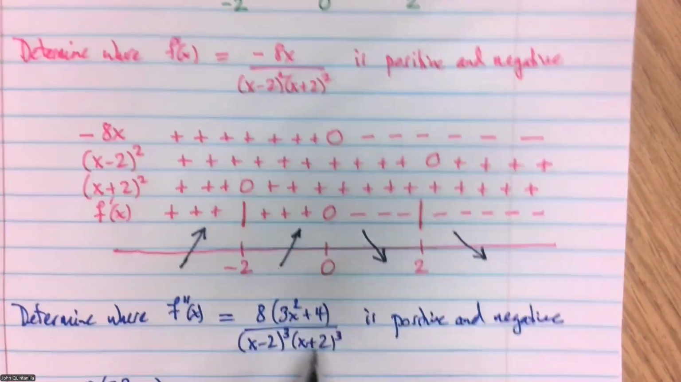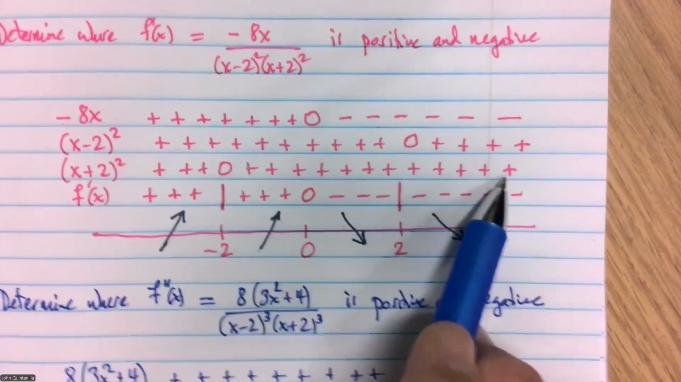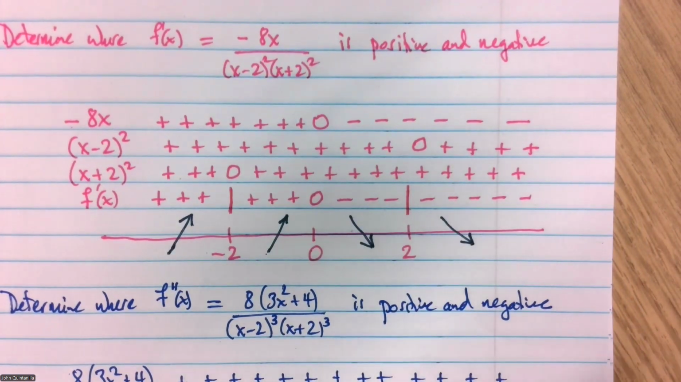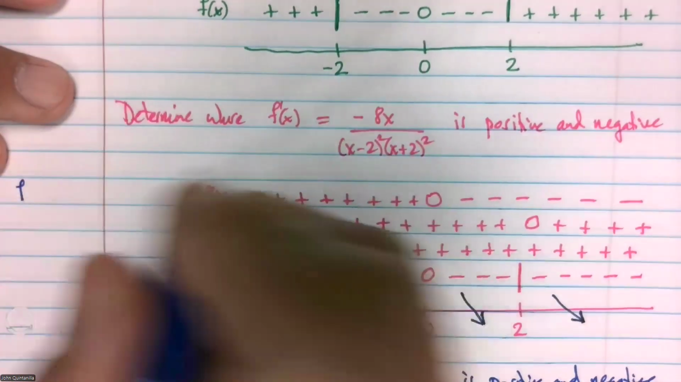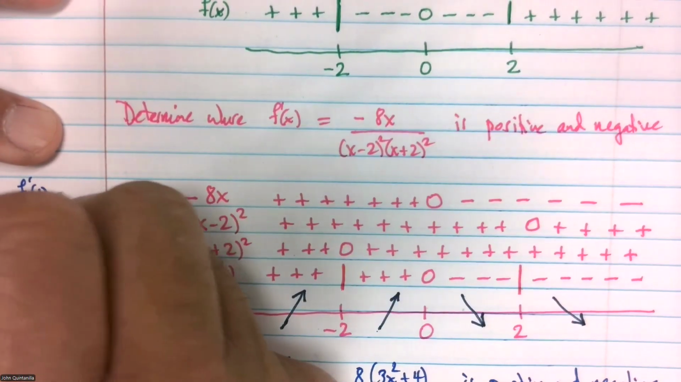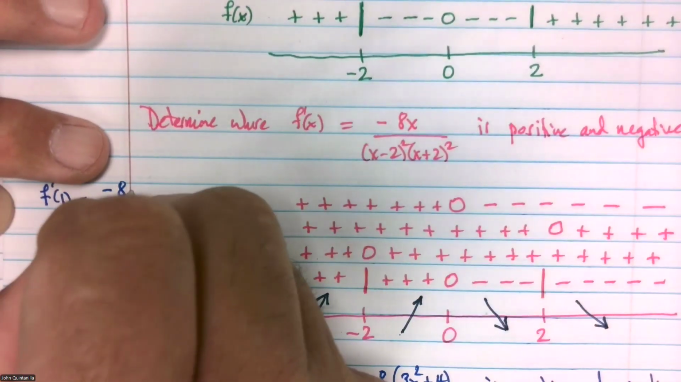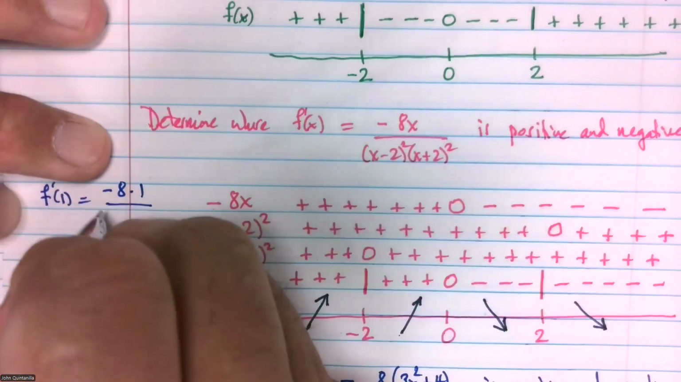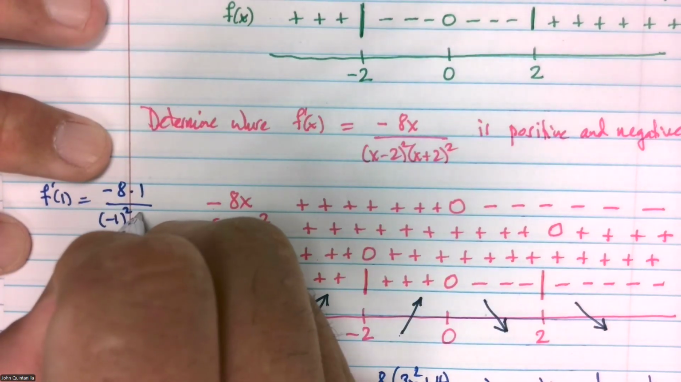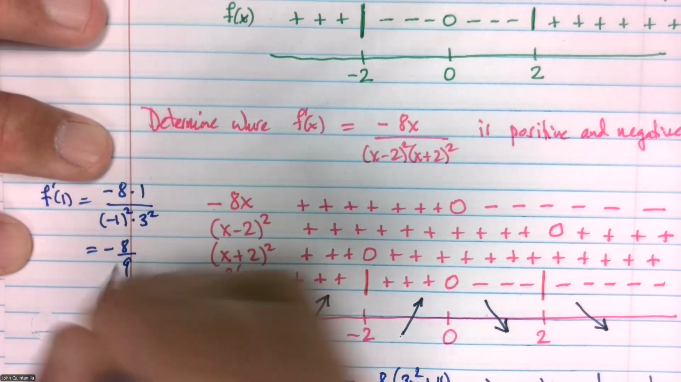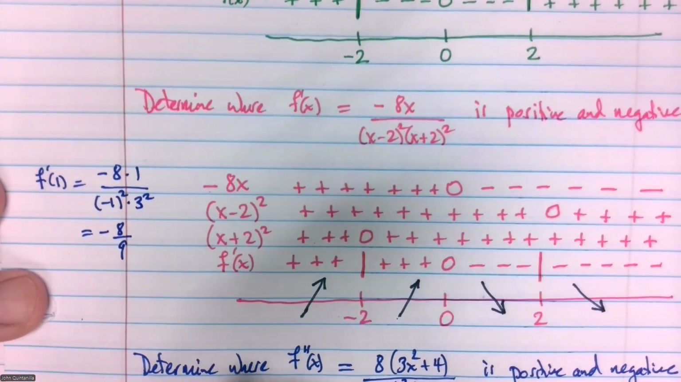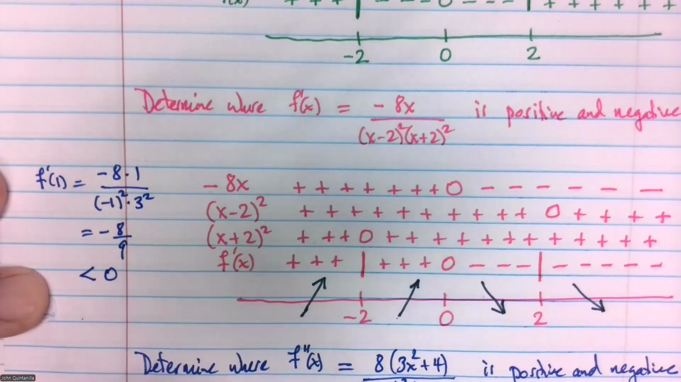Before closing the video, I did sign charts for these problems. This can also be done by plugging in points. So for example, if I plugged in f prime of 1, I would get negative 8 times 1 over negative 1 squared times 3 squared. That's negative 8 ninths. And the negative 8 ninths is not important. That means less than 0.